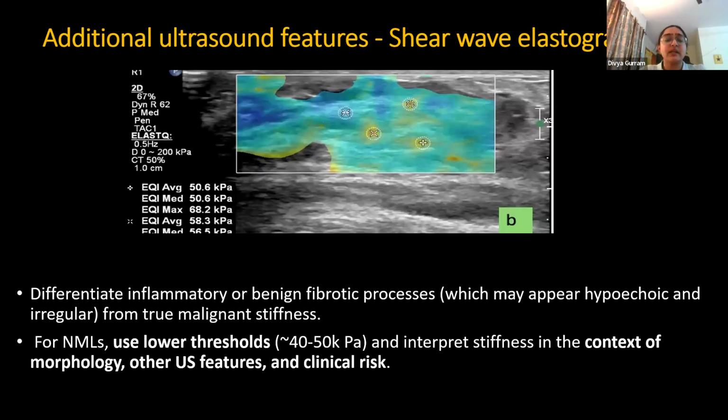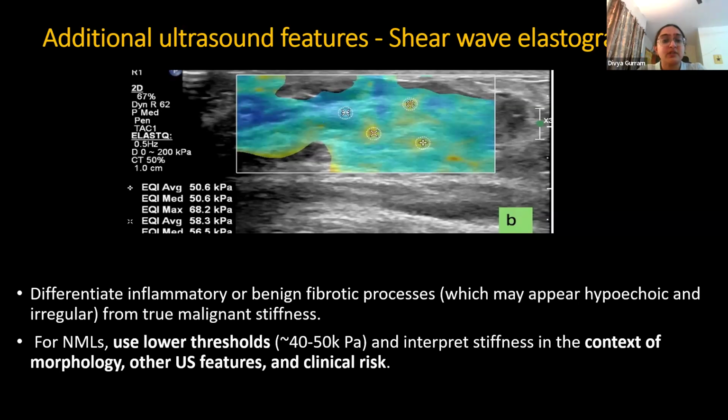And studies have shown that for non-mass lesions, it's better that we use lower thresholds than that used traditionally for discrete masses. And shear wave elastography data should always be interpreted in the context of morphology, other associated ultrasound features, as well as the clinical risk of the patient.